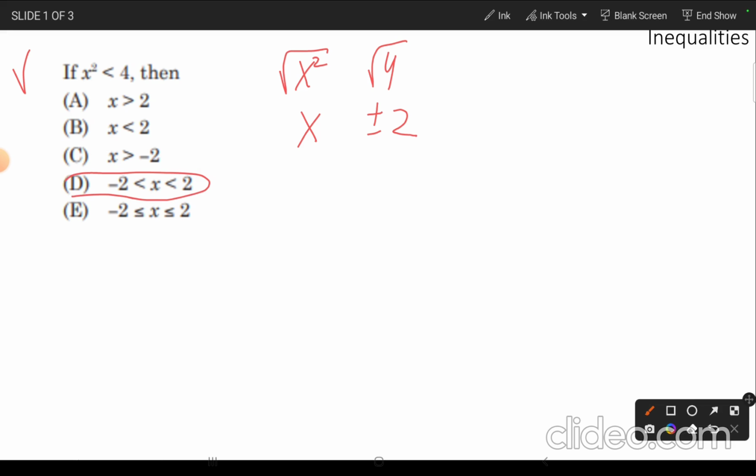It will be D. It will not be E because there we have "or equal to," but here we don't have it. That's why it will be just less than, and here also less than.